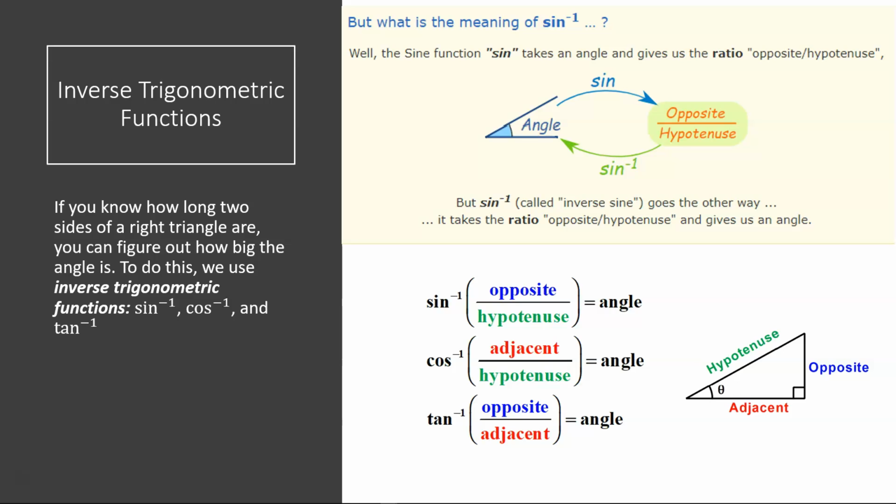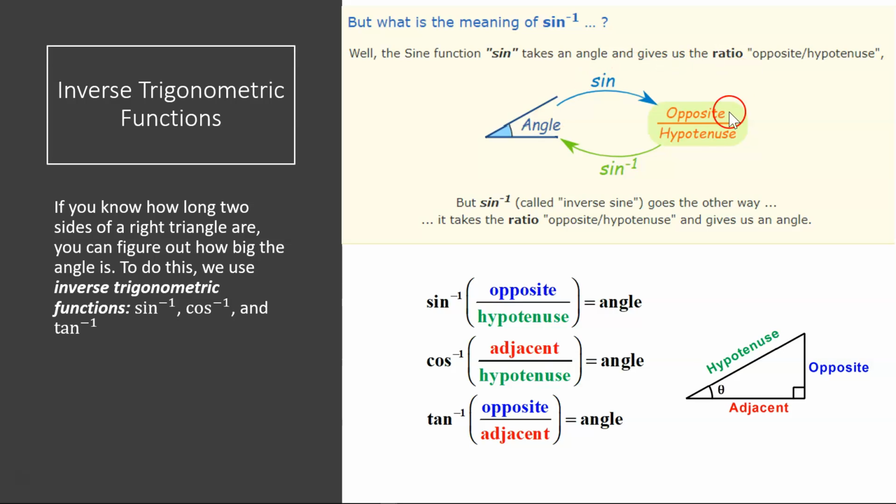What inverse sine does is it goes the other direction. You're telling the calculator, hey, calculator, when I did opposite divided by hypotenuse, I got 0.588. I want you to tell me how big the angle is. So if you type inverse sine of 0.588, the calculator says, oh, that angle must have been a 36-degree angle.